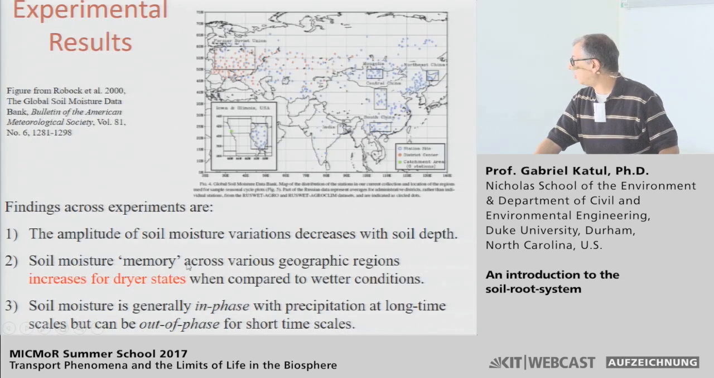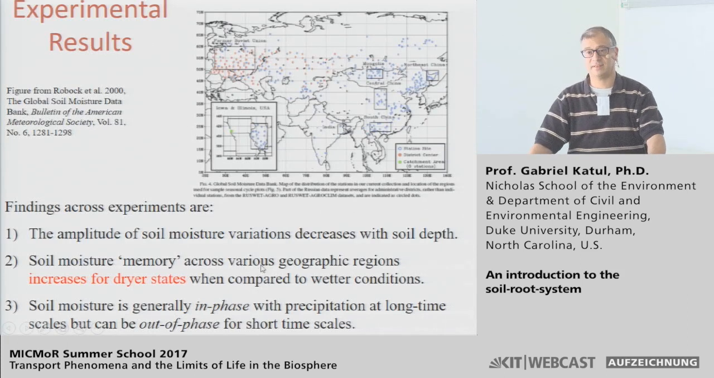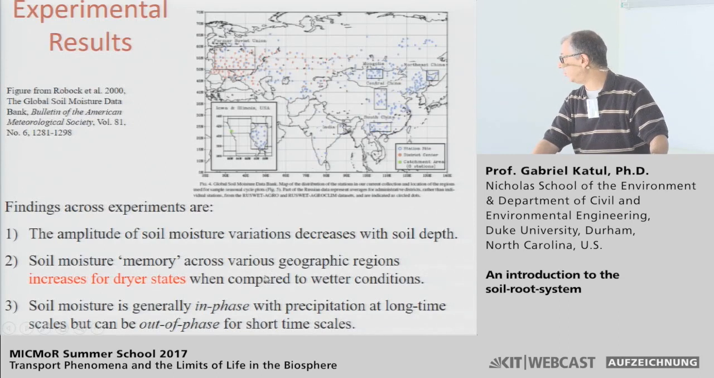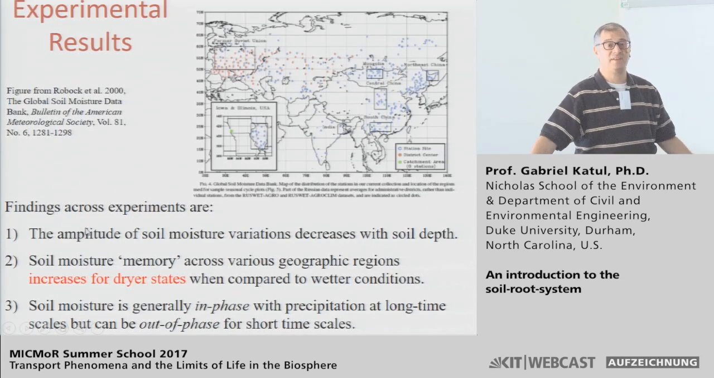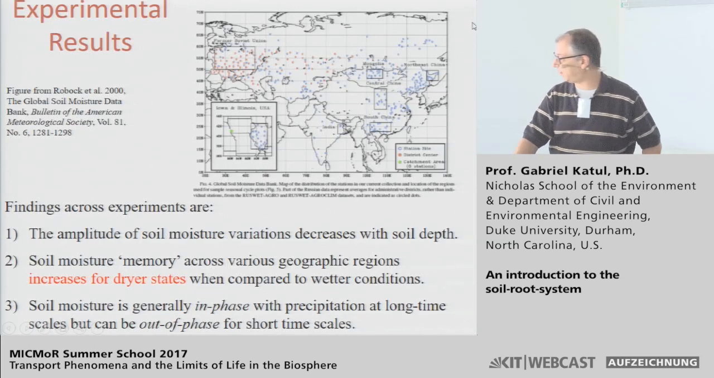The fact that soil moisture memory across various geographic regions increases for drier states when compared to wetter conditions is an interesting one. So they're saying that drier states tend to persist longer, or stay longer in that state, compared to wetter conditions. And another one that was interesting is that the soil moisture is generally in phase with precipitation at long timescales, but seems to be out of phase at short timescales. Why is that? Why should precipitation and soil moisture content be in phase for very long timescales, but not very short timescales? They seem to be opposite.